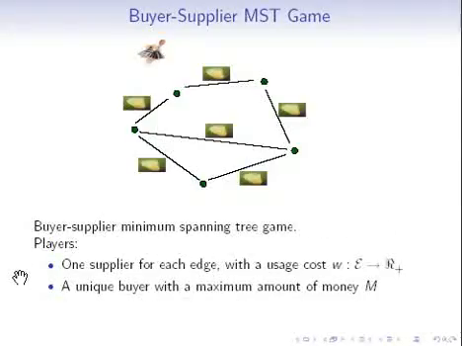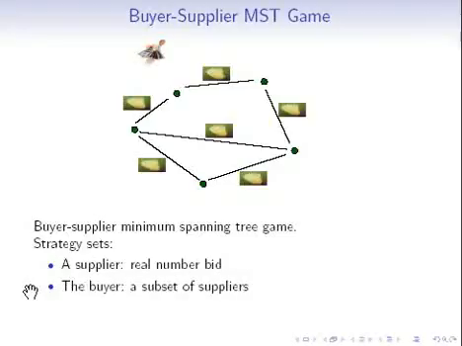The set of players for the game are going to be as follows. We'll simply have a unique supplier player associated with each edge of the graph. And each of these supplier players has an internal usage cost for being a member of the buyer's chosen set. We also have the unique buyer player, represented by this icon here, that's trying to buy a spanning tree of the graph, or a set of edges which span the graph, and is trying to spend the minimum amount of money to do so. And the buyer cannot spend more than M for purchasing this spanning graph.